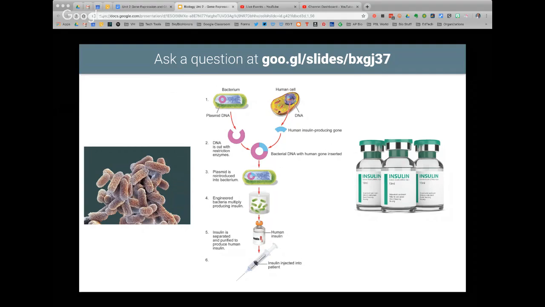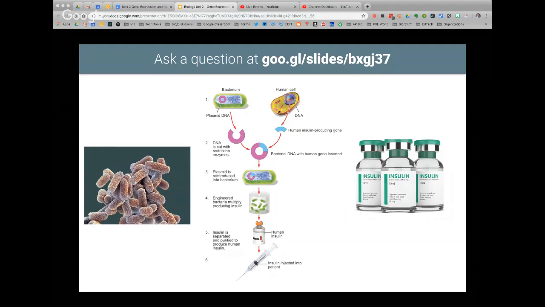Now, we're simplifying this process greatly. There's a lot more complicated things that need to take place for this to actually work. But the overall idea is what we want you to understand: DNA for any organism is DNA. There's no difference between the A's, the T's, the C's, and the G's when you go from human cells to bacteria cells. As long as you get the right code in the bacteria cell, the bacteria can produce that protein.